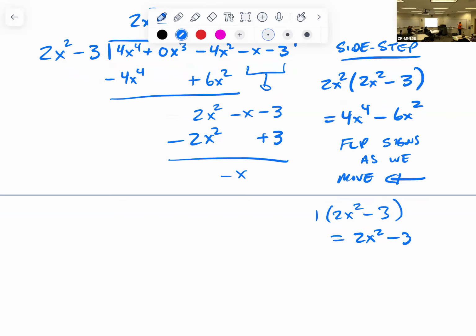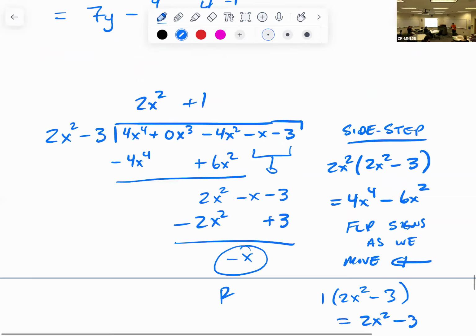And so 2x squared times what makes negative x? Nothing, because nothing is greater than, that is a higher power than that, which means this is the remainder: negative x over 2x squared minus 3.